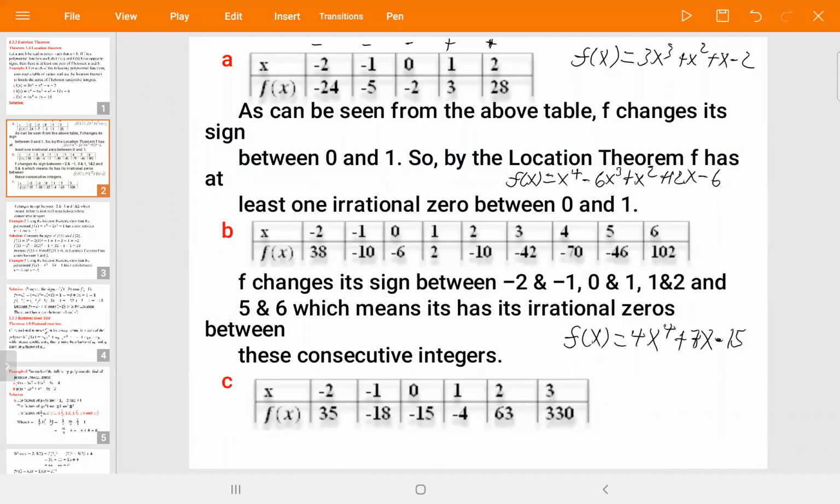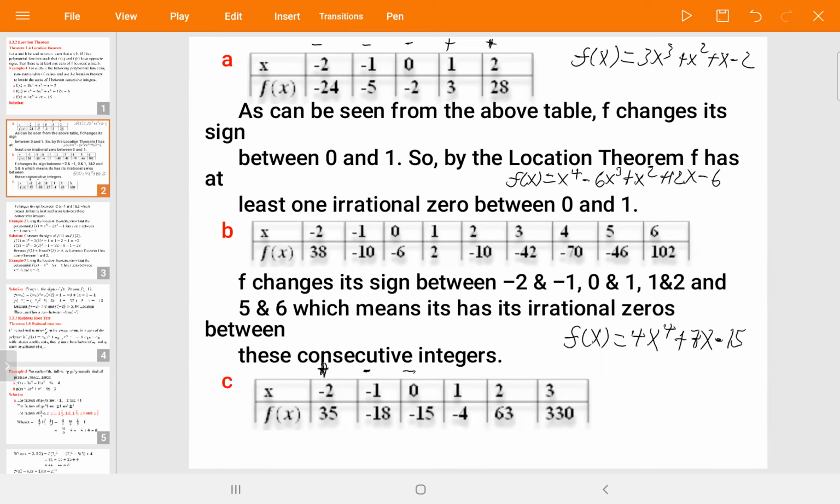To see this, let us construct the table. Evaluate f of x at x is equal to minus 2, minus 1, 0, 1, 2, and 3. As you can see from the table, the value of f of x is 35 when x is equal to minus 2. At x is equal to minus 1, it is negative 18. So the value of f of x is changed from positive to negative between minus 2 and minus 1. So by location theorem, the polynomial has at least one irrational zero between minus 2 and minus 1.